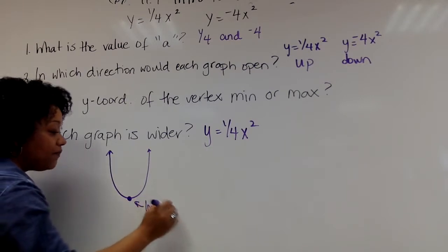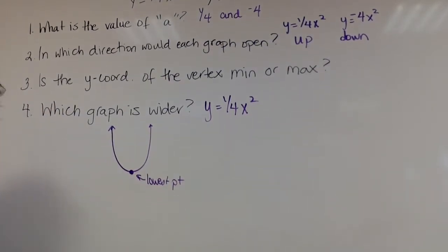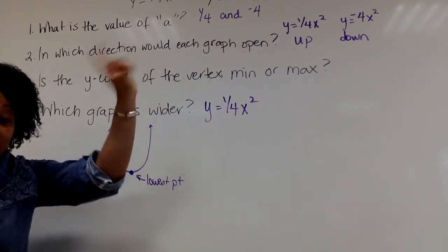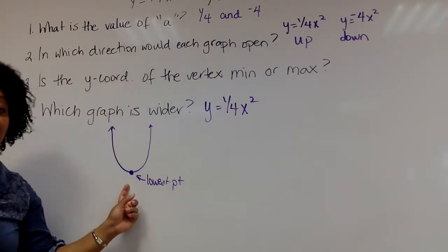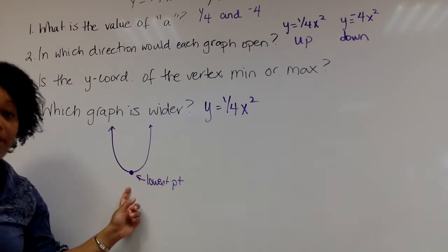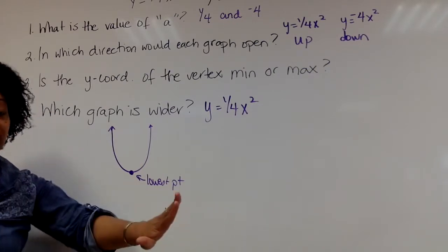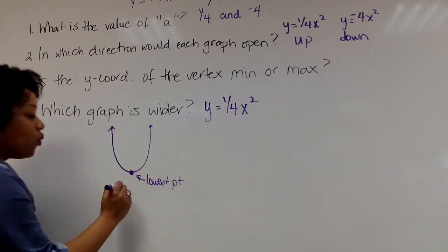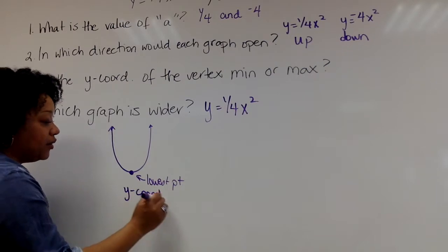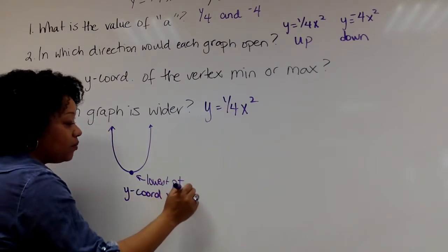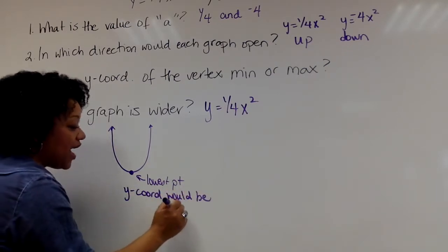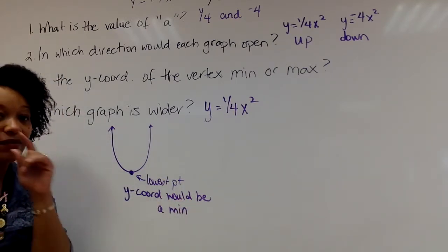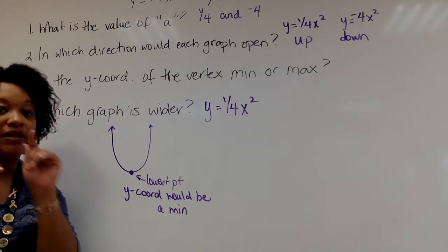Now think about it. If this is the lowest point and all of the other points are higher than that, would this vertex have a y-coordinate that's a min or the max? Now think about it. It's the lowest point. So your y-coordinate would be a minimum, because you're at the lowest point. So they kind of go hand in hand. Let's just try some common sense. It works. Common sense works.